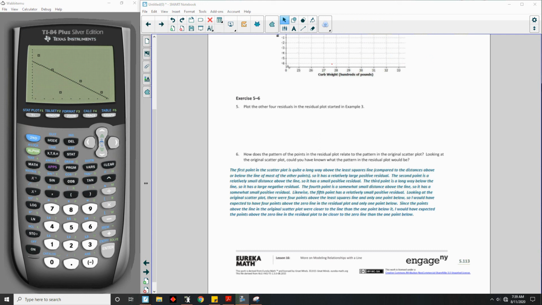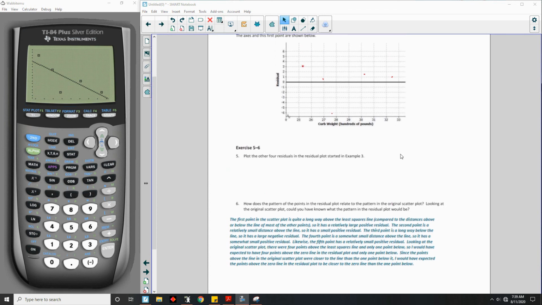Okay, hold on to your hats. This is a long explanation. The first point in the scatter plot is quite a long way above the least squares line. So it's up here. And as you can see, that point's quite a bit above the least squares line, compared to the distances above or below the line of most of the other points. So it has a relatively large positive residual. Okay, so it's further than these 3 is what they're saying.